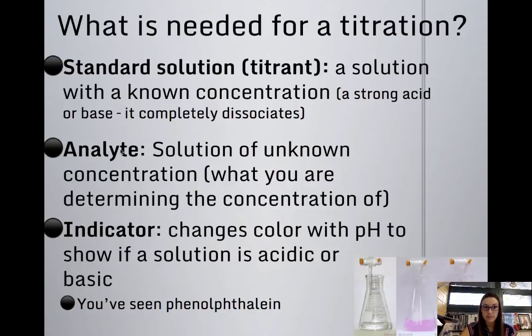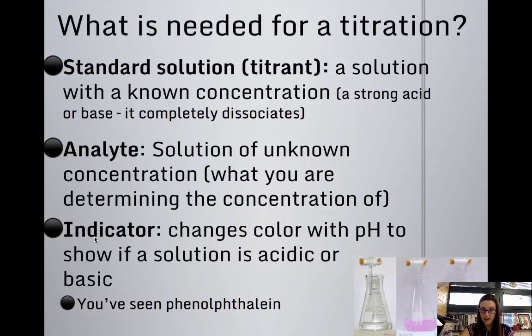The analyte is what is in the Erlenmeyer flask underneath the burette. This is what you're analyzing. This is the solution that has an unknown concentration. So this is what you're trying to figure out the concentration of. That's the whole point of a titration, is to figure out the concentration of an unknown.